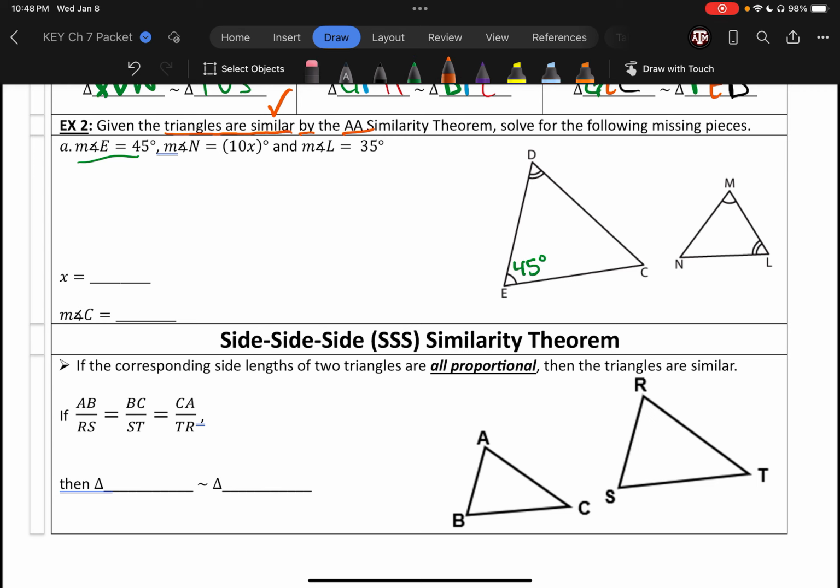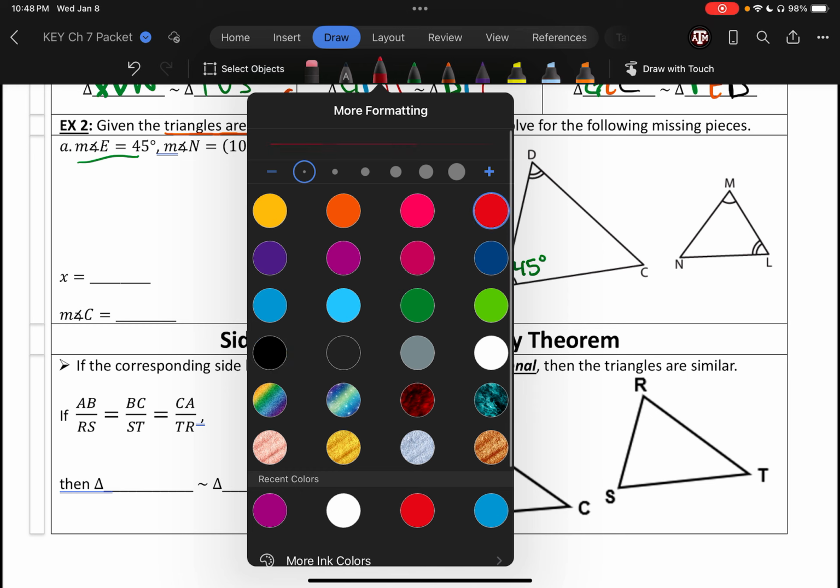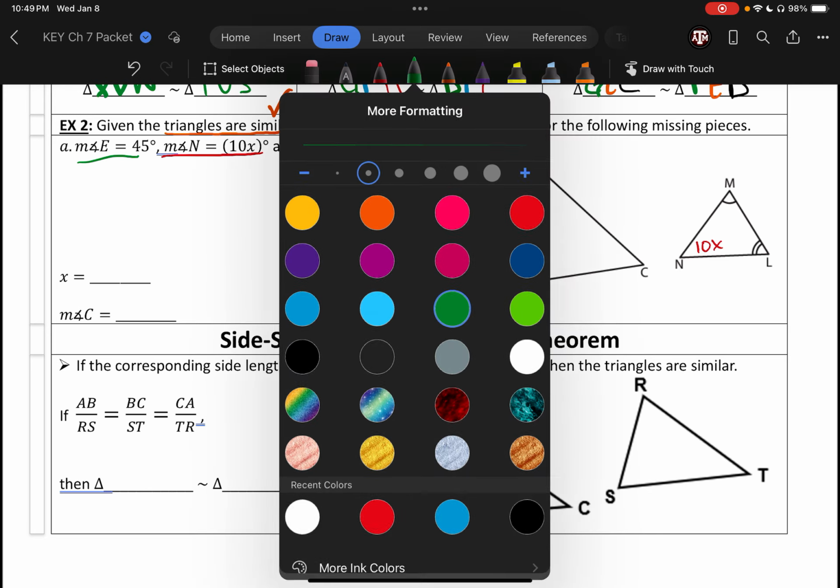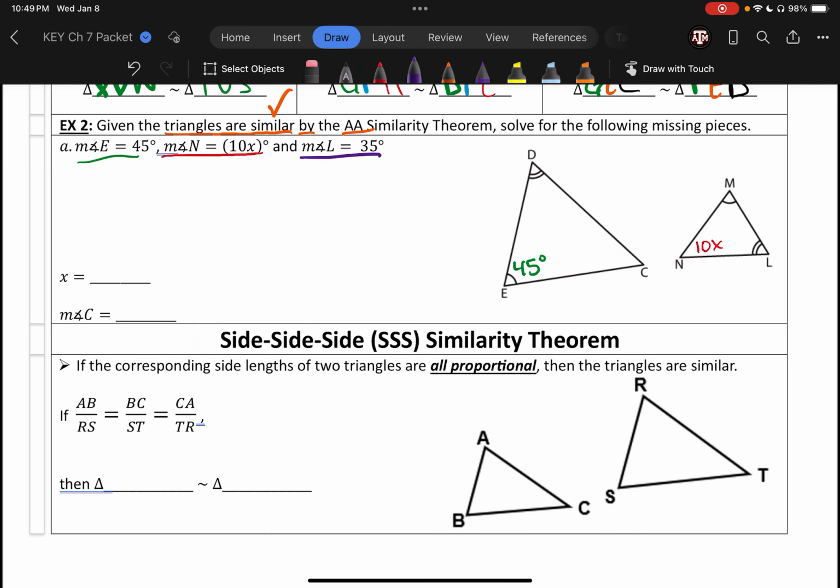The measure of angle N, let's do this in a different color. The measure of angle N is 10x, so N is 10x. And the measure of angle L is 35. So L is 35. All right, so the question below is asking us, well, we want to find x and we want to find the measure of angle C. All right, so we're focusing our attention on this part right here.